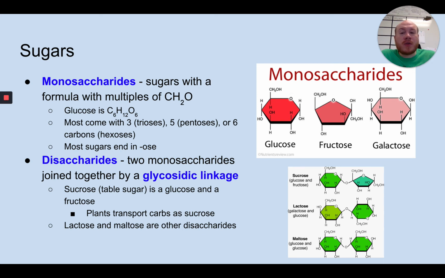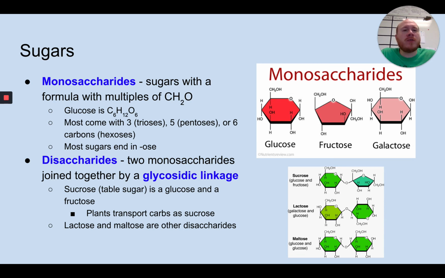Plants generally transport carbs or carbohydrates as sucrose. So that's why we get a lot of our sugar from like cane sugar. It's actually from cane plants that make this sucrose. Other examples of disaccharides are lactose and maltose. Lactose is a sugar found in milk.